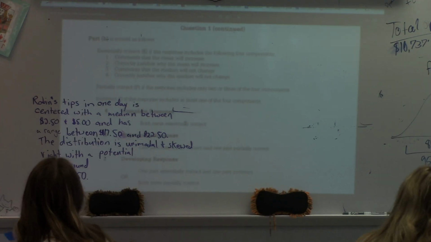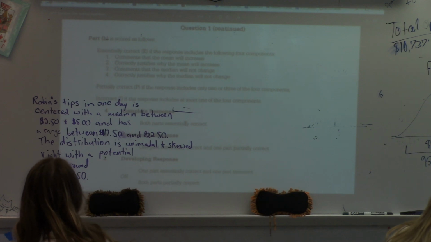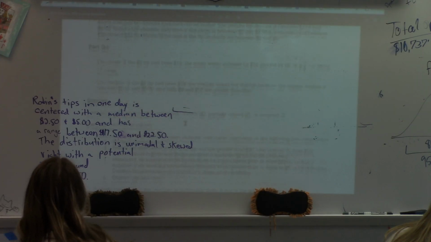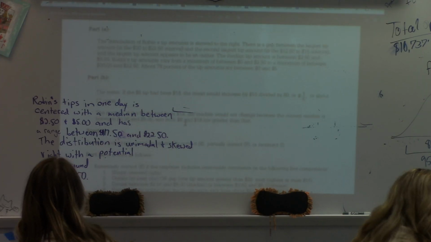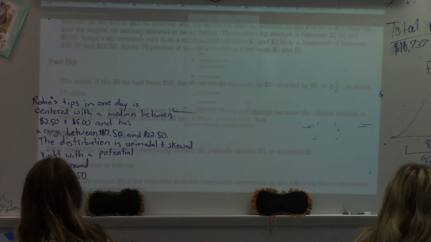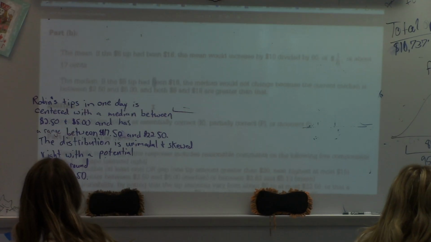Down here, you have to talk about the mean will increase and correctly justify why it will increase, and why the median will not change, or that it will not change and why. They gave notes somewhere, but notice right here, that's the justification that they provided in their ideal response.